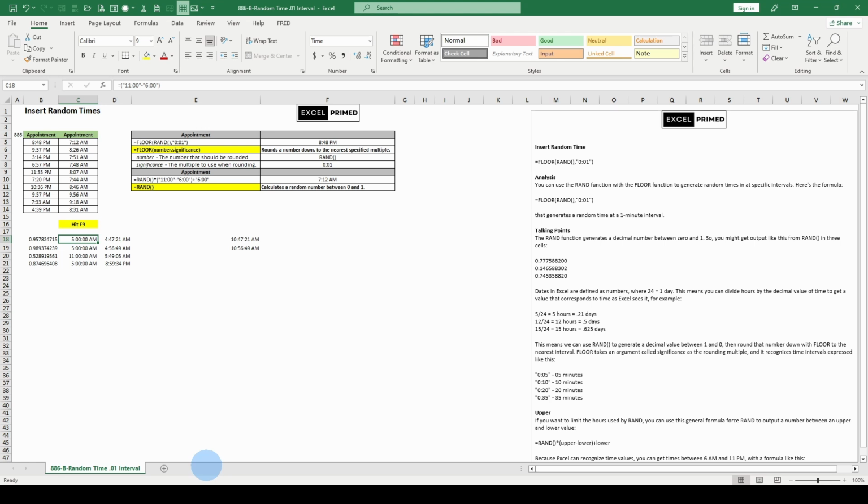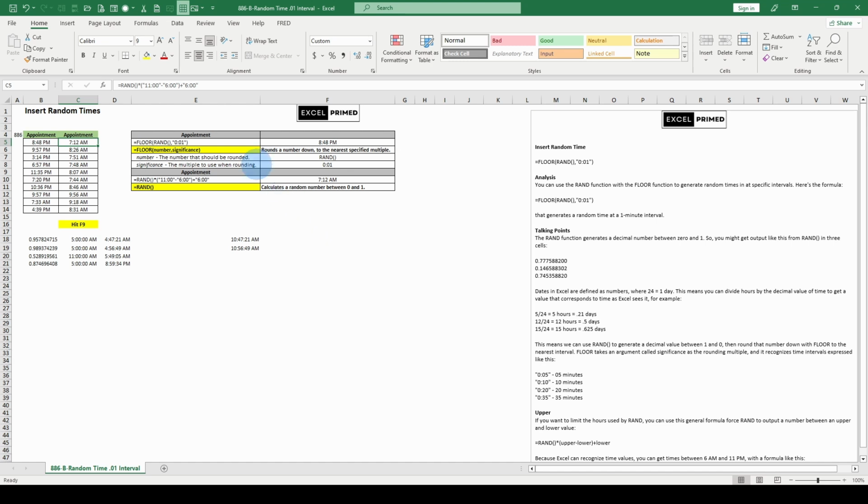Again, we're going to use the RAND function, and we can set parameters and guidelines if we want a specific timeline. What I mean by timeline is we have an appointment. We want some randomness here.